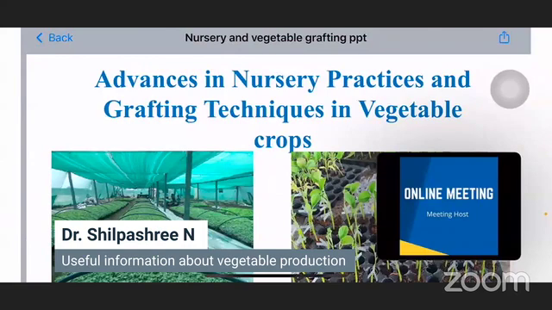Why I have chosen this topic is that nowadays in our country, our vegetable production and productivity has been decreasing due to biotic and abiotic stress. As you all know, due to pests and diseases, high temperature, low temperature, and heavy rainfall, our vegetable production is reducing. Due to that problem, we cannot meet the daily requirement of vegetables, that is 300 gram per day for the human body. In order to meet this requirement, we have to increase the production and productivity of our vegetables. So we have to adopt some advanced production technology in vegetable crops.